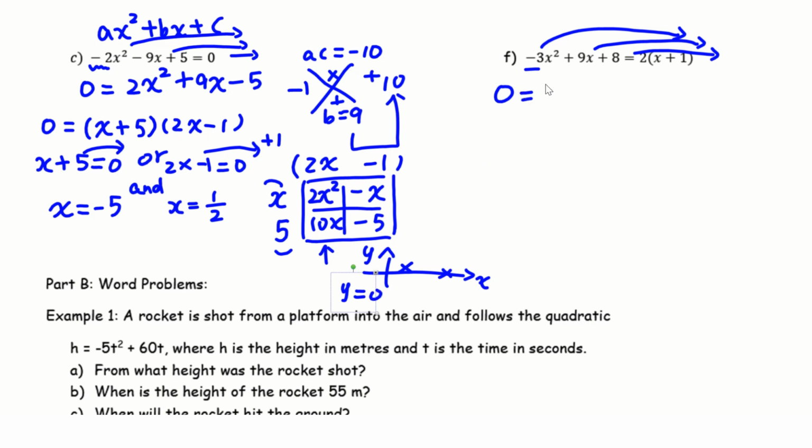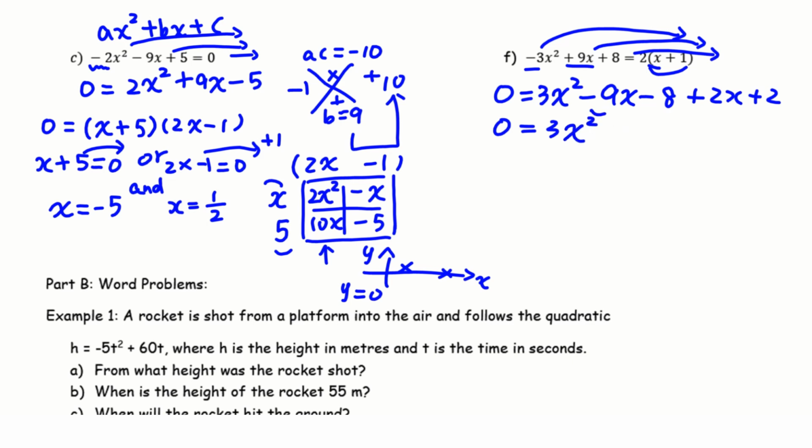So one side equals 0 is the same as y equals 0. So move the negative 3x squared to the other side, change the sign. This one opposite, minus 8, then plus, this one expand, 2x plus 2. Then we are going to collect the like terms. So 3x squared, minus 9x plus 2x gives negative 7x. Then minus 8 plus 2 gives you negative 6.